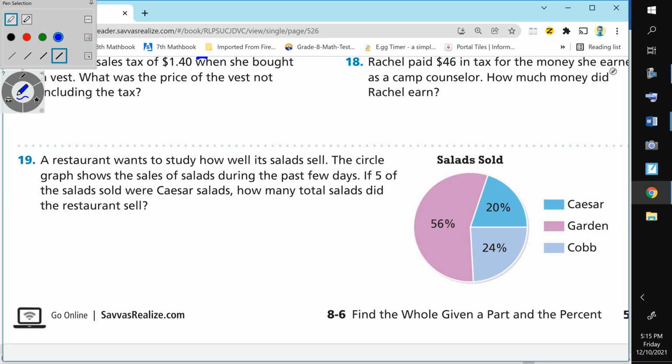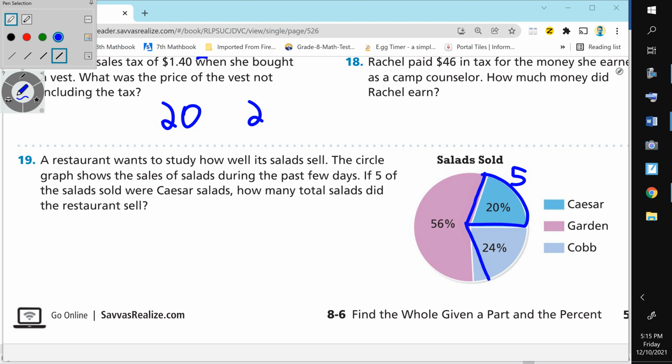Now, I want to go Caesar salads. If 5 of the salads sold, so all of these, there's 5 of them sold. These are Caesar salads. That's 20%. And if you're thinking what I'm thinking, how many 20% does it take to make 100? 20, 40, 60, 80, it takes 5.